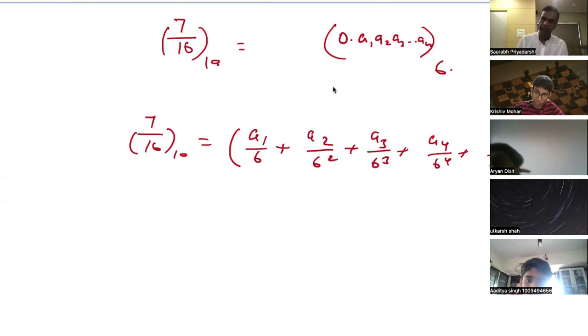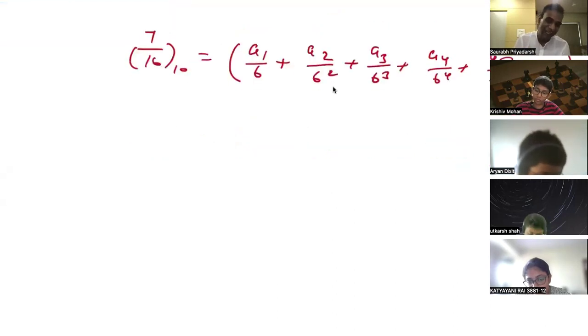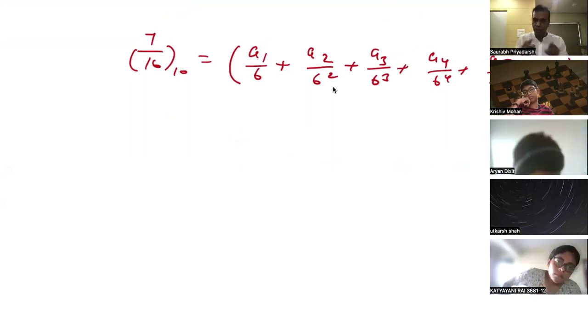Is this okay? Yes, sir. Now I have to find the value of A1, A2, A3. This is not very tough, but it is not easy. Why am I saying both things? If I try to find this from this result directly, it will be very tough. But if I find A1, A2, A3 one by one, it will be very easy. How?